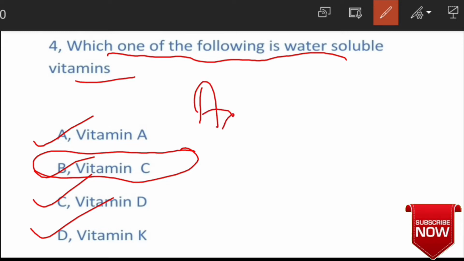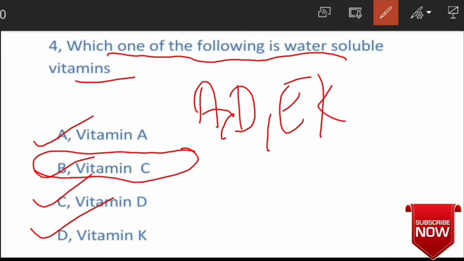Vitamin A, D, E and K are fat soluble vitamins, which can be stored in the body, and so the excess can cause toxicity. Vitamin B and C are water soluble vitamins, are not stored in the body and can be excreted through the urine.